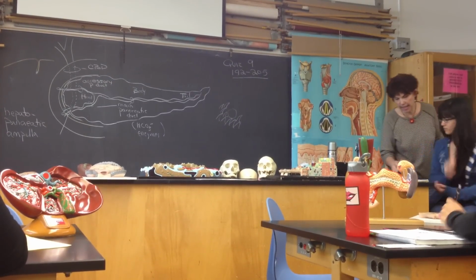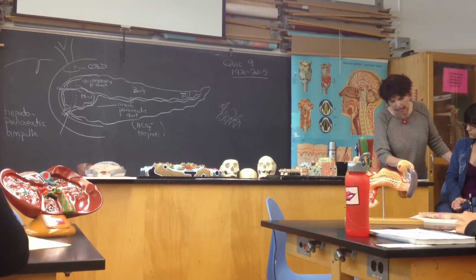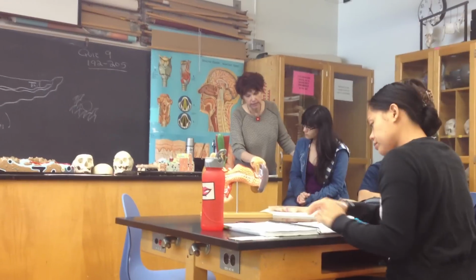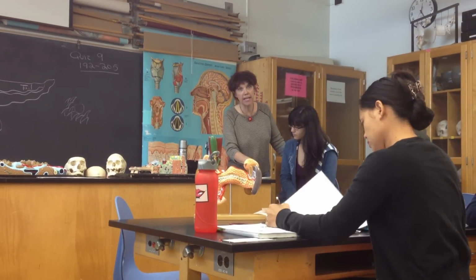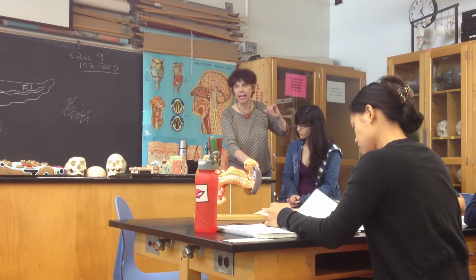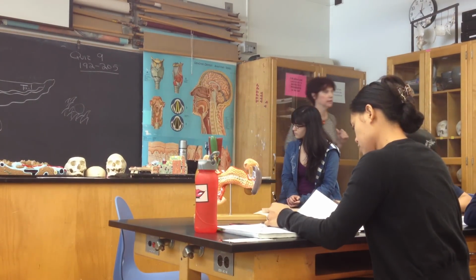In your diagram, the I would be the ampulla. J is the major duodenal papilla. I labeled it in lecture, but it's not on your list.